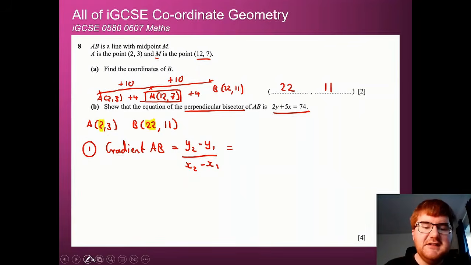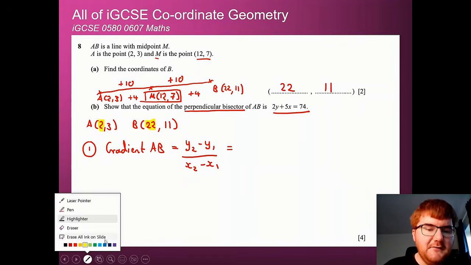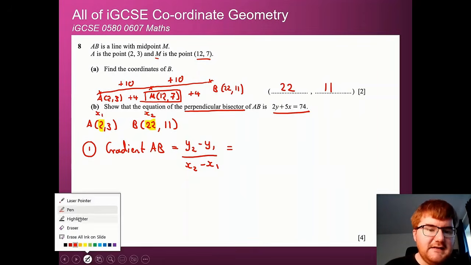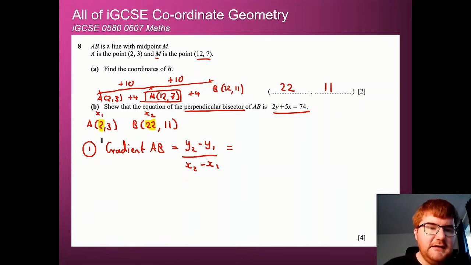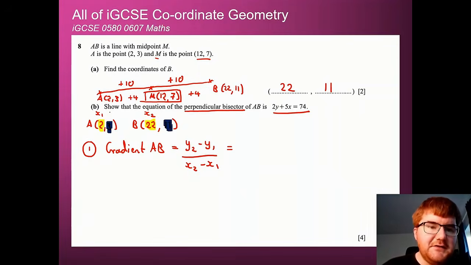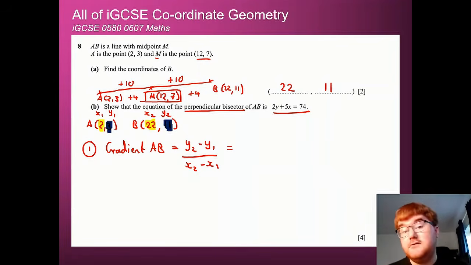So if we take the 2 and the 22, the x part of it, it doesn't matter which way round we do this, this is going to be our x1, and that's going to be our x2. And then 3, so let's get the highlighter out and use a different colour. Yeah, let's use blue. So you've got 3 and 11. That's going to be y1 and y2. So labeling those coordinates is really, really important so you don't make mistakes in working out the gradient, the steepness of the line.